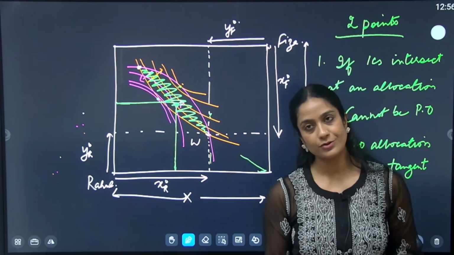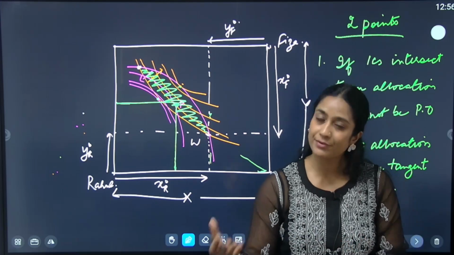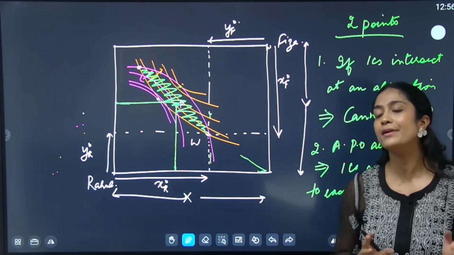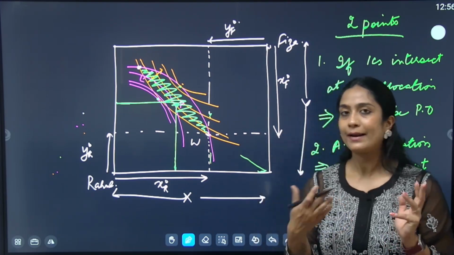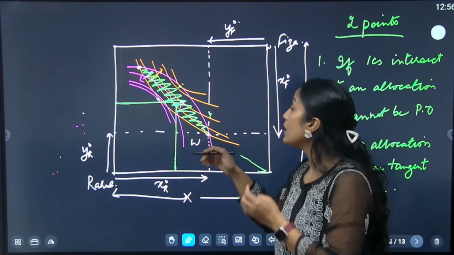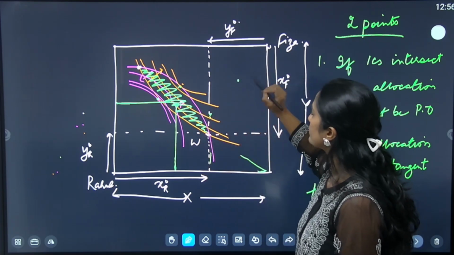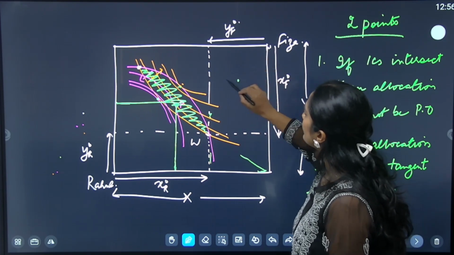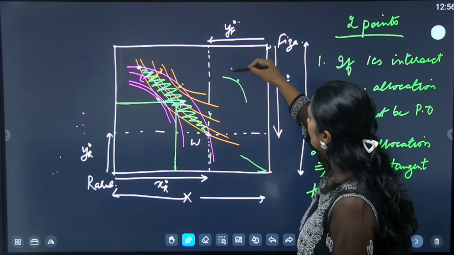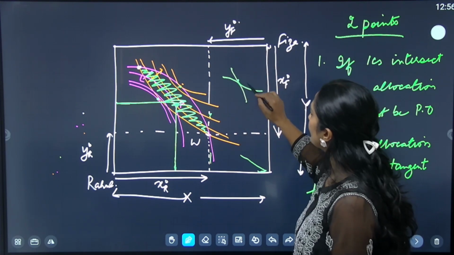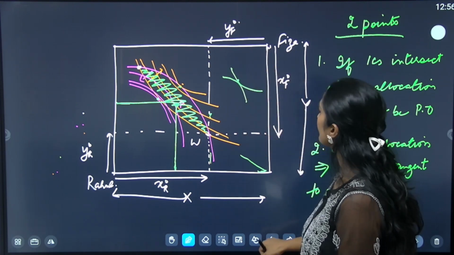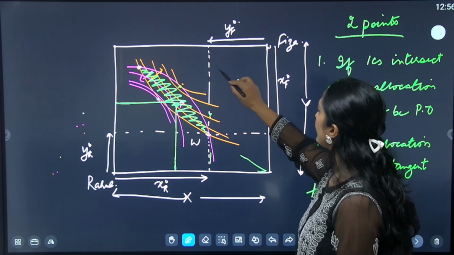Unless ICs are tangent, you cannot have a Pareto optimal point. If it is a Pareto optimal point, your IC will be a tangency point between the ICs. And I hope this point is clear, because unless the ICs are tangent, suppose this is a point, any other point, it can either be the case that the ICs are like this over here, or it could be the case that the ICs are like this.